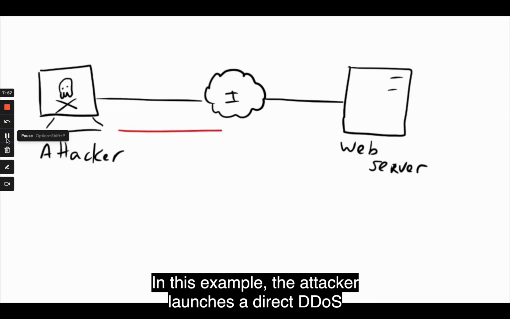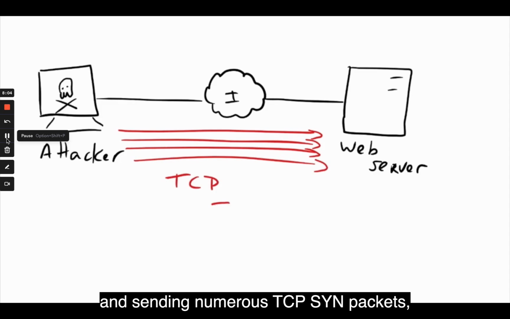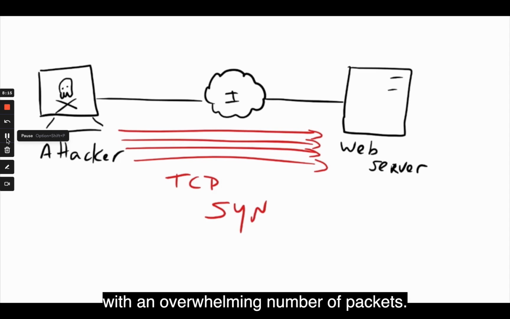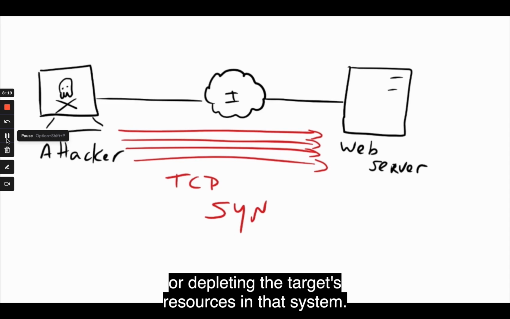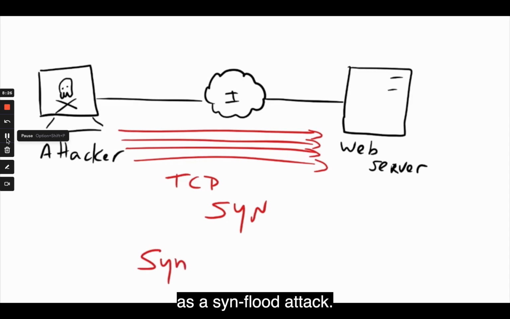In this example, the attacker launches a direct DDoS against a web server, which is the victim here, sending numerous TCP SYN packets, so TCP synchronization packets. This type of attack is aimed to flood the victim with an overwhelming number of packets, oversaturating its connection bandwidth or depleting the target's resources in that system. This type of attack is also known as a TCP SYN flood attack.